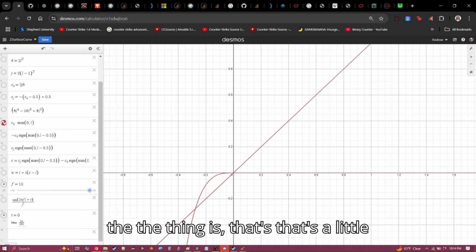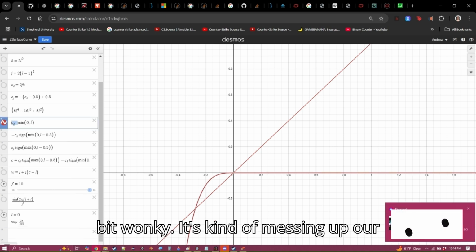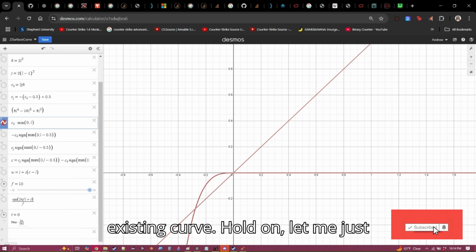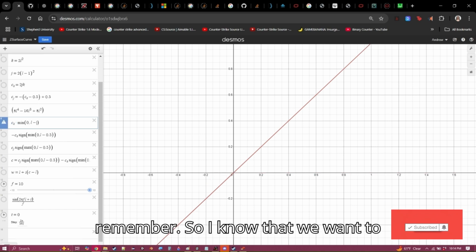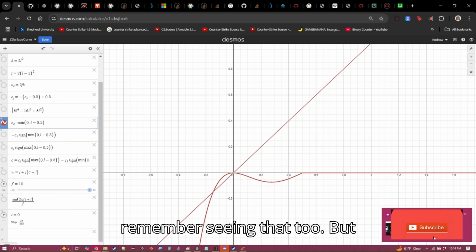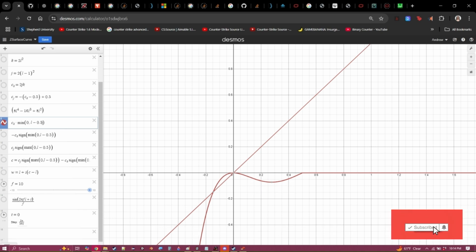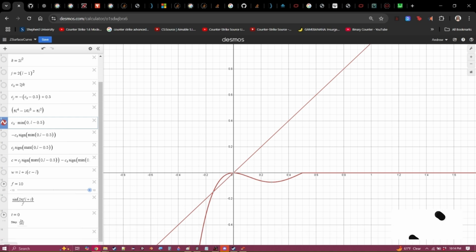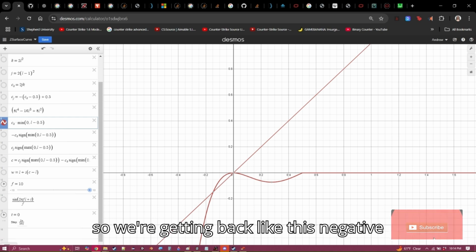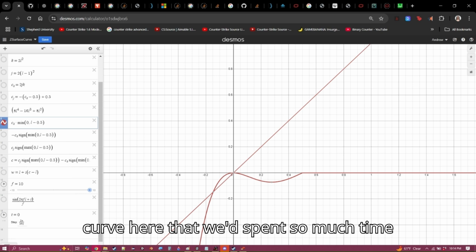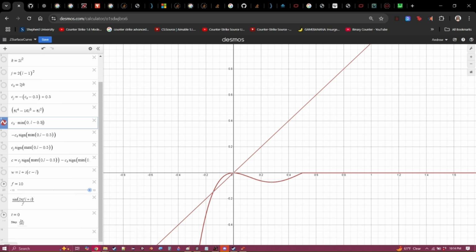But the thing is, that's a little bit wonky. It's kind of messing up our existing curve. Hold on, let me just put that there, so I remember that we want to offset it by this amount. The thing is, we're getting back this negative 0.5, and multiplying that by our nice curve that we spent so much time trying to figure out is messing up that part.